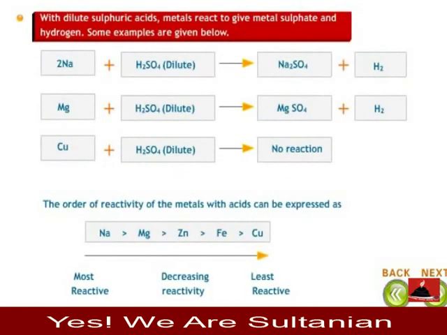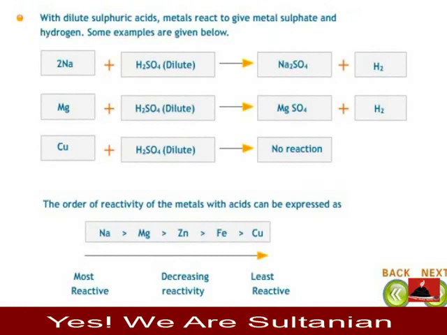With dilute sulfuric acid, metals react to give metal sulfate and hydrogen. Some examples are given here. The order of reactivity of the metals with acids can be expressed as shown here. Metals like copper, silver, gold, platinum, and mercury do not react with dilute acids.